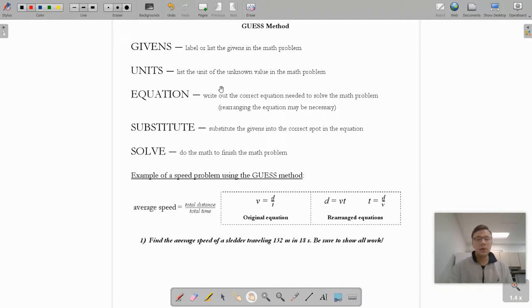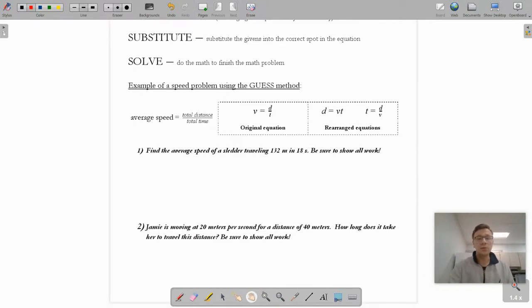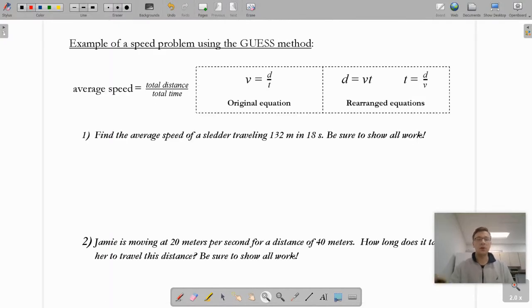Okay, so let me go ahead and show you an example here. I'll zoom in. We've already talked about this problem just now, obviously, but I'll go ahead and write them down here. We'll start with G, which is our givens. So distance is equal to 132 meters.